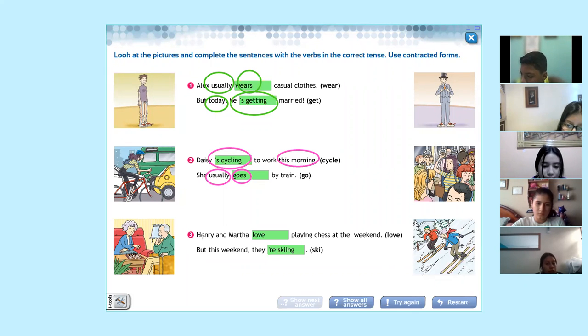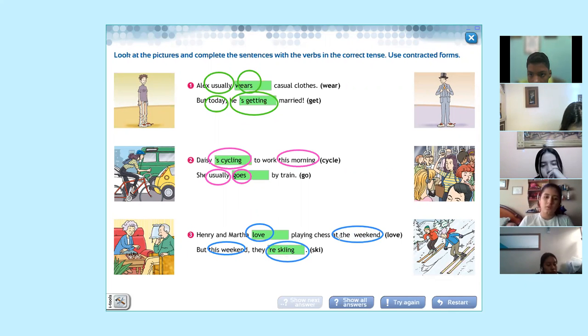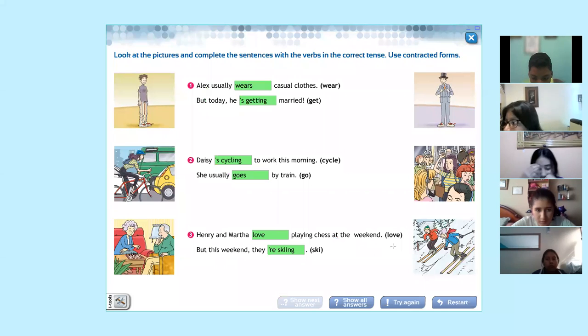Rafael Guijarro, number 3. Henry and Martha love playing chess on the weekend, but this weekend they are skiing. Okay, very good. Pay attention. At the weekend refers to always; it's in general, representing all the weekends. In this case, it's very specific: this weekend, and that's the reason it uses skiing. Okay? Correct the information in your books, please. Correct, complete in your books quickly.